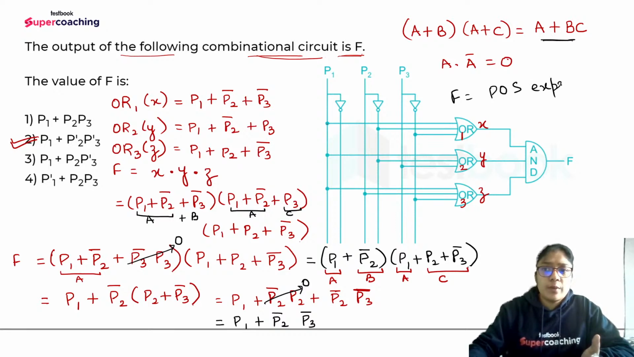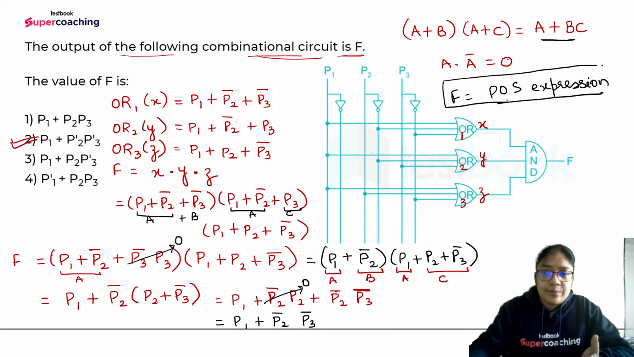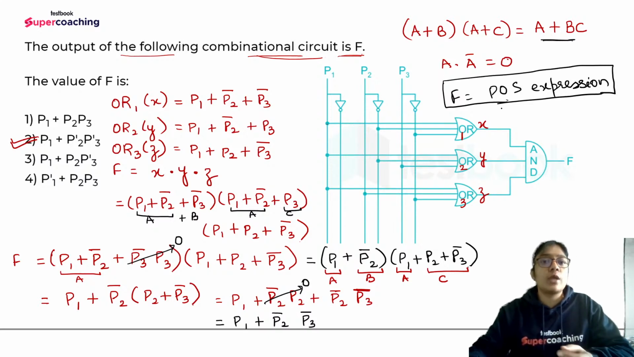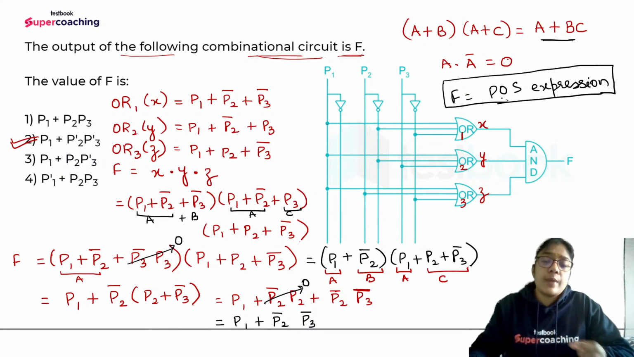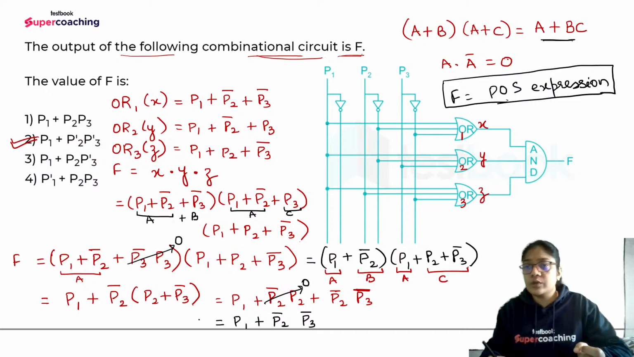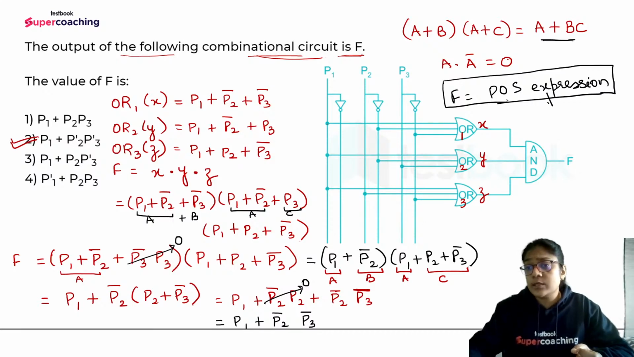So we have talked about how to handle POS expression in K-map. So definitely yes, you can use K-maps. But make sure that whenever you are making a K-map for the POS expression, don't forget to convert 0 and 1. And we know that in the POS expression, focus is on 0.